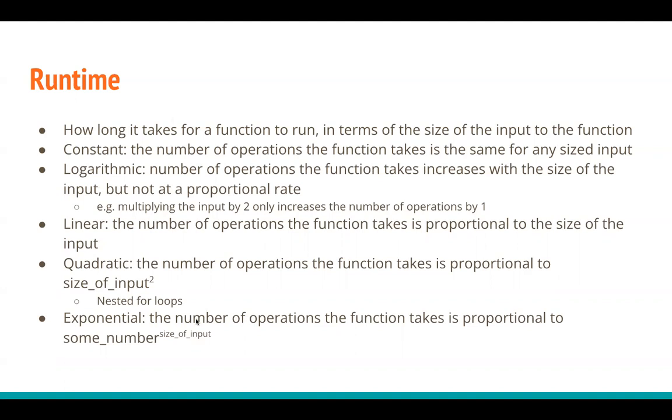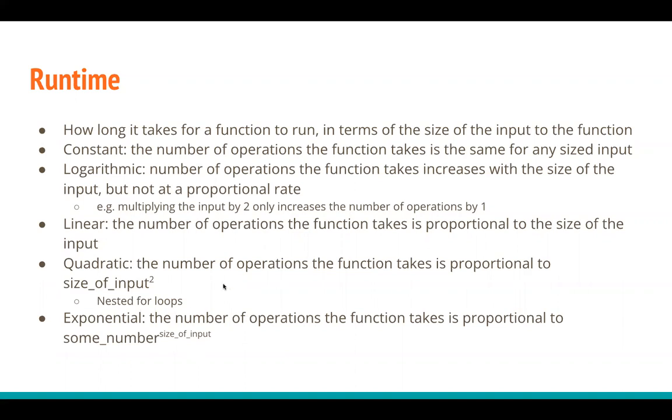Exponential is the worst, and this is when the number of operations that a function takes is proportional to some constant to the power of the size of the input. So if this one was n squared, then this one would be like 2 to the power of n. Normally these tend to be tree recursive functions with really wide branching. Every time you increase the input by 1, the number of operations will double, for example.